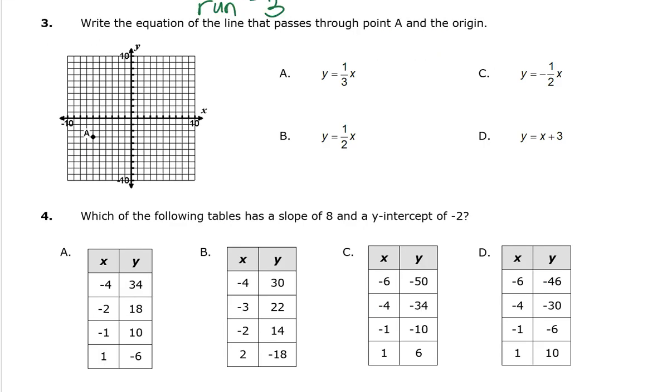Write the equation of the line that passes through point A and the origin. So here's point A and my origin. Now, if it passes through the origin, that means it has a y-intercept of 0. So D cannot be my answer because it has a y-intercept of 3. I also can see if I look from left to right, my line is rising. So my answer can't be C because this would be a falling line, a negative slope.